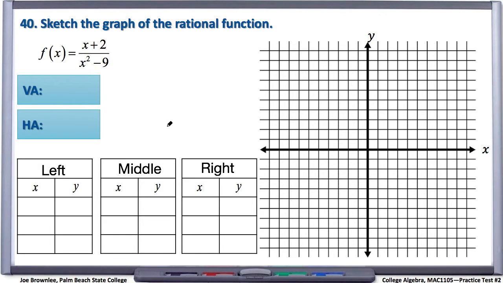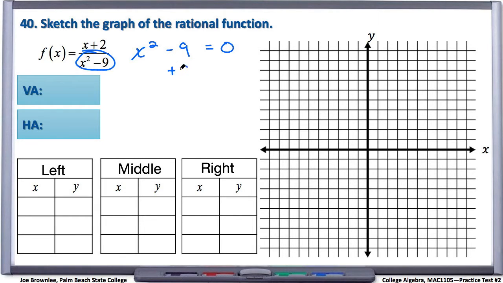All right, number 40, we made it, the last question on our practice test, and we are being asked to sketch the graph of the rational function, and we've been given f of x equals x plus 2 over x squared minus 9. Just like before with number 39, let's find our vertical asymptotes by setting our denominator x squared minus 9 equal to 0 and solving for x.